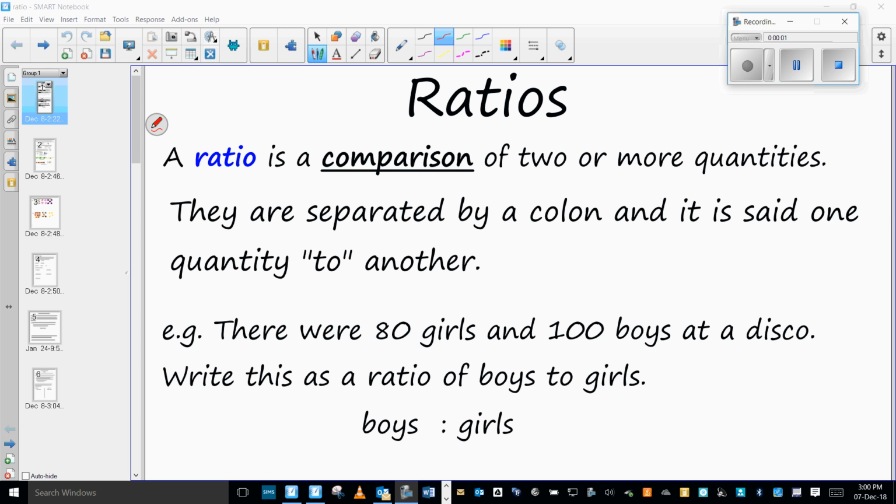This is probably the last bit we'll be doing before the Christmas break. So we're looking at ratios. Now, some people look at this word and think it's "rations". It's not, it's ratios. As it says there, a ratio is a comparison of two or more quantities.